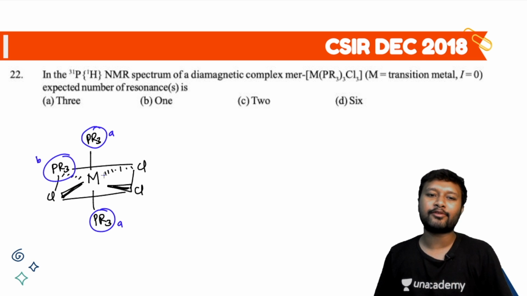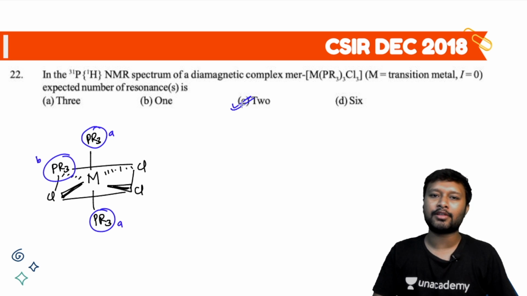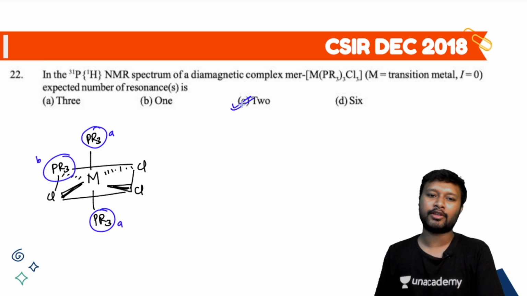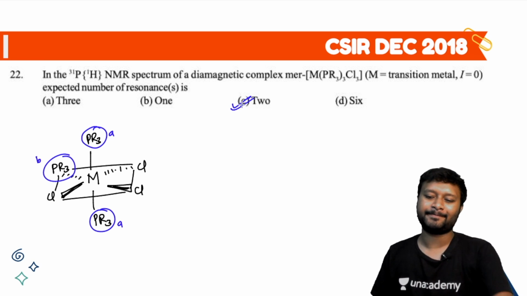So how many resonances are there? There are 2 resonances. So it was pretty simple, yet it was a little confusing. The language was not easy to understand. The resonances over here tell how many different types of species you have in that particular case. Alright, so this is how you have to approach this question. I hope this is much clearer to you. Let's go for the next question then.